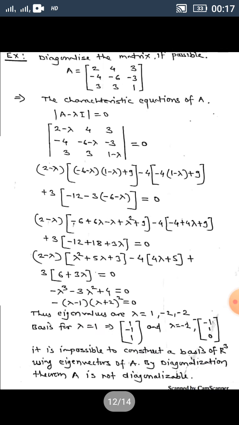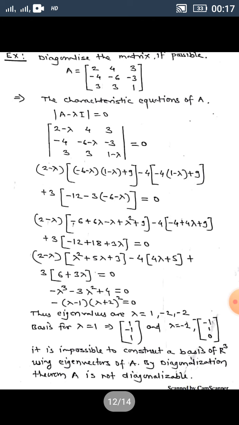Next example, diagonalize the matrix if possible. The 3 by 3 matrix is given: A is 2 4 3, minus 4 minus 6 minus 3, 3 3 1.